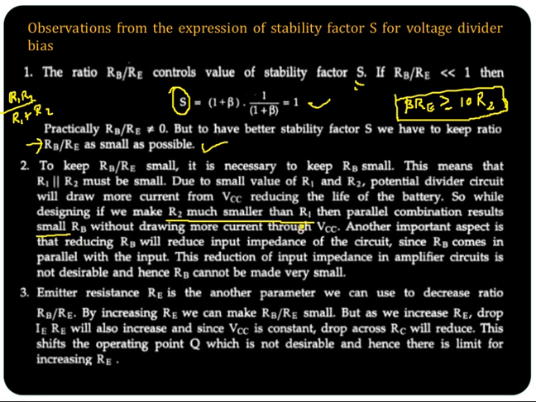That is a solution. Another important aspect is that reducing RB will reduce the input impedance of the circuit, since RB comes in parallel with the input. So that is not advisable. You cannot make RB too small, isn't it? Or you cannot make R2 too small. So then the input impedance of the amplifier circuit will be less, which is not desirable. Okay, so RB cannot be made very, very small, there is a limitation.